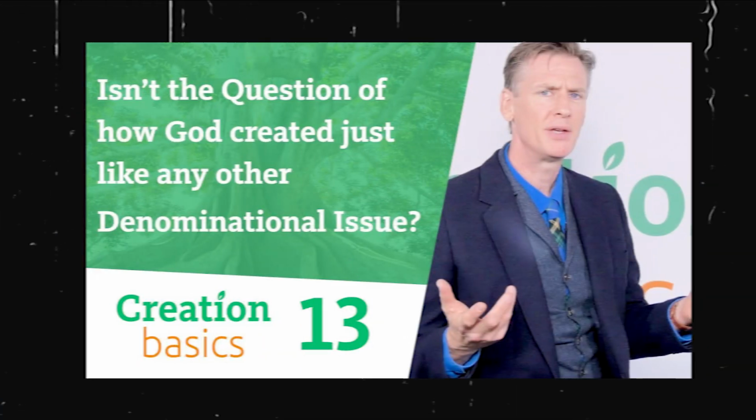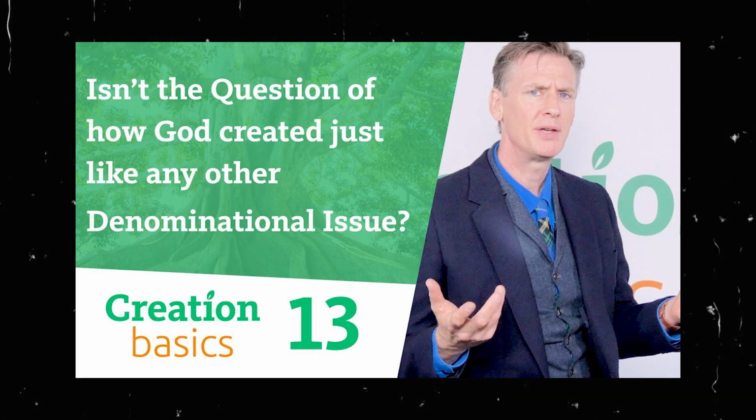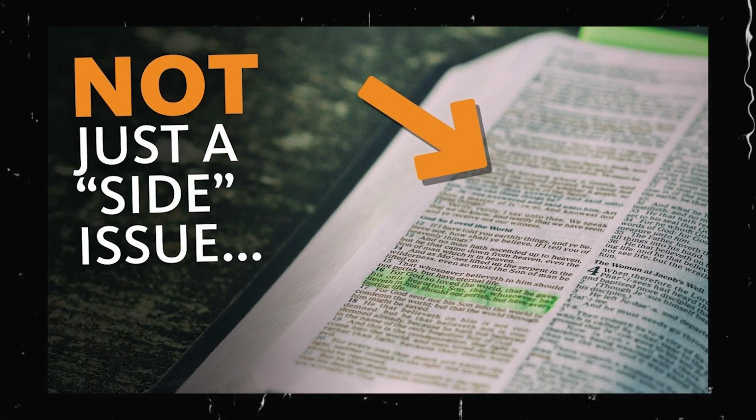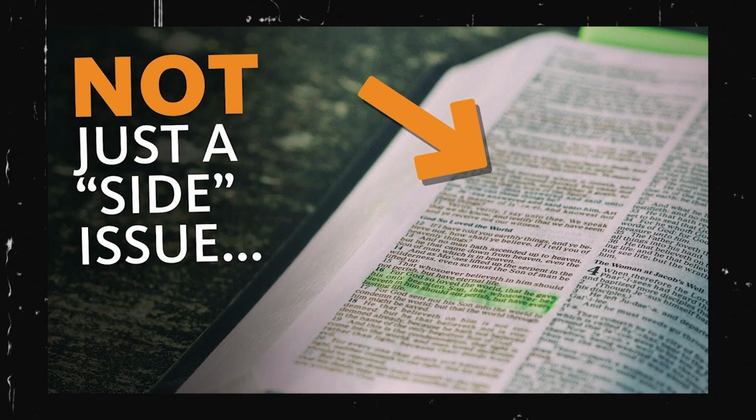Here's an example. One Christian ministry had a video titled, "Isn't the question of how God created just like any other denominational issue?" That was the title of the video, and as you can see by their thumbnail, they used that exact same title for the thumbnail text. Instead, when we created a custom thumbnail for this video, not only did we change that title because we didn't think it was the best, but look at this thumbnail. We're adding complementary information that says, "Not just a side issue." That text isn't anywhere to be found in the title, but it complements the title and makes it more intriguing and engaging.